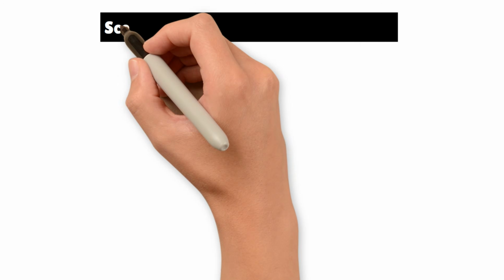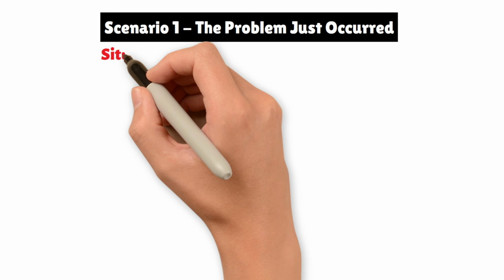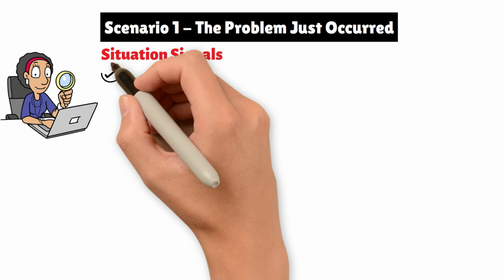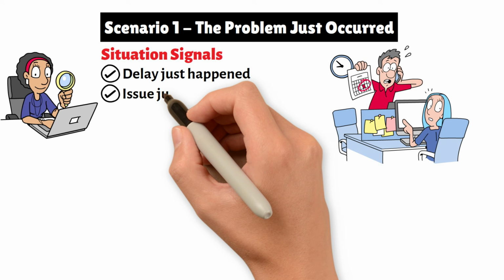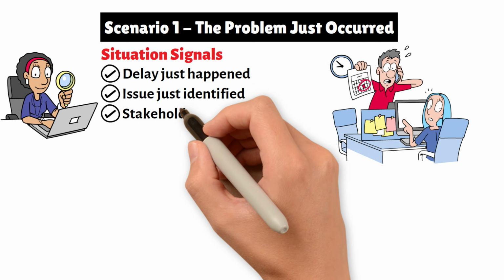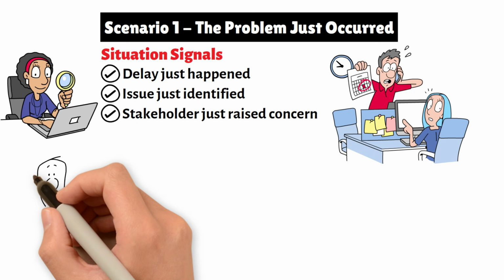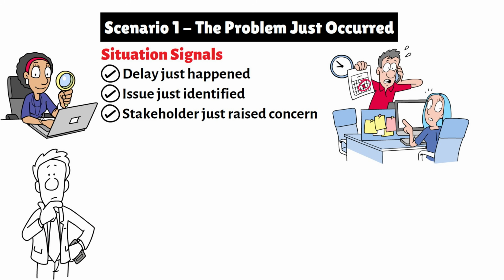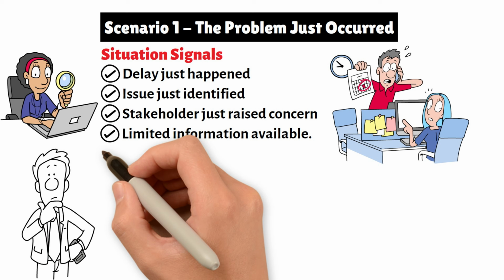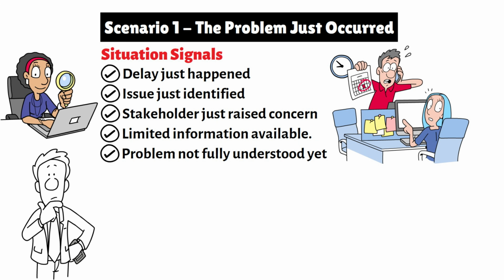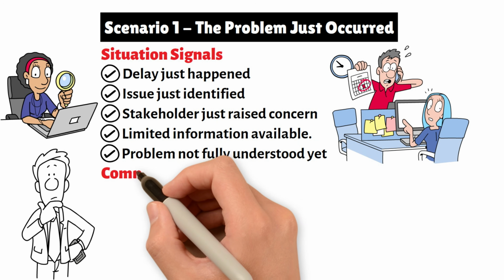Scenario 1. The problem just occurred. In this scenario, you'll see signals like a delay just happened, an issue was just identified, a stakeholder just raised a concern. At this point, something has gone wrong, but you only have limited information. You don't fully understand the situation yet.